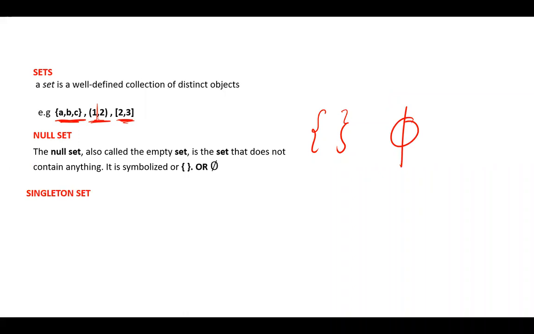Then the other type of set that we're going to look at is a singleton set. A singleton set is simply a set that only contains one element. An example of a singleton set is this one. Sometimes a singleton set is known as a unit set.